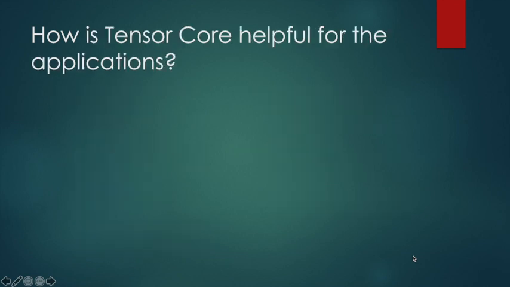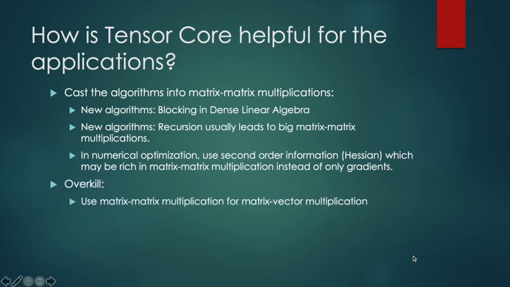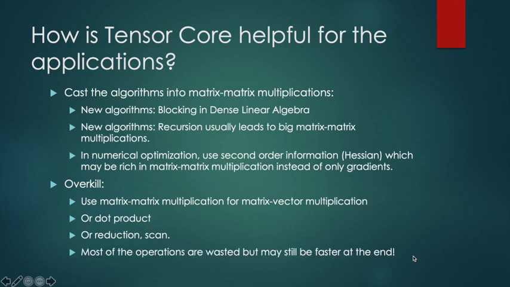So, how is Tensor Core helpful for applications? Because we can only perform GEMMs on Tensor Core, blocking dense linear algebra may help. Also, recursive algorithms usually lead to big GEMMs. In numerical optimization, using second-order information like the Hessian may be helpful. There are also some overkill examples. Use GEMMs for matrix-vector multiplication, dot product, and even for reduction and scan. Although most of the operations are wasted, speed may still be faster at the end.